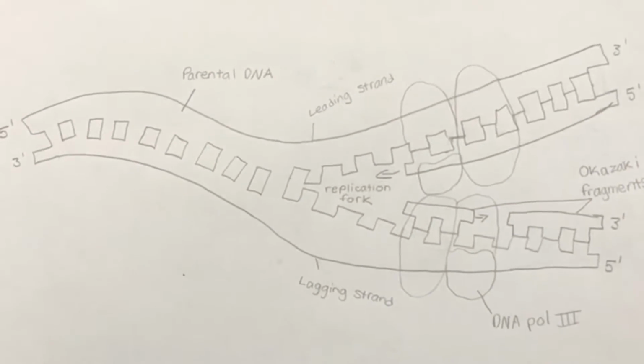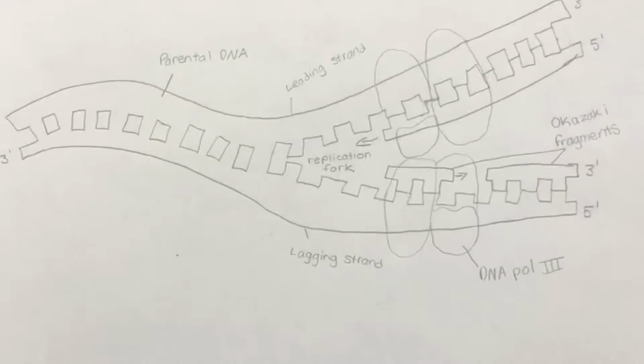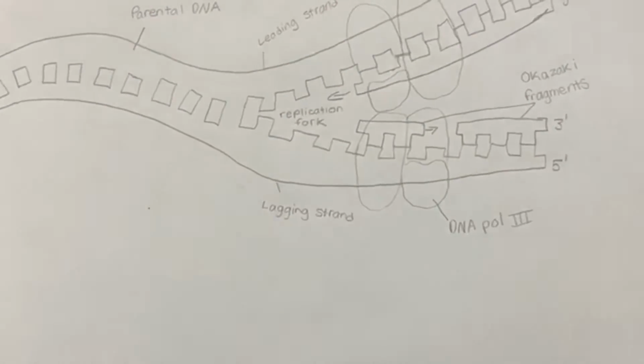DNA polymerase III synthesizes the leading strand continuously in the 5' to 3' direction. It also adds onto the primer in the leading strand and the multiple primers in the lagging strand.